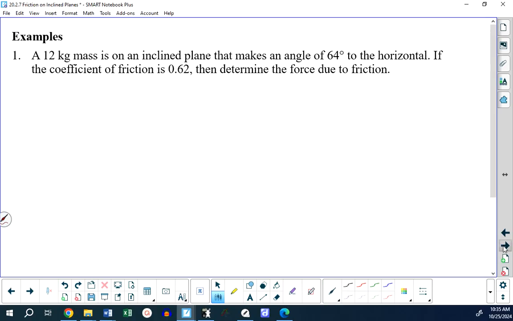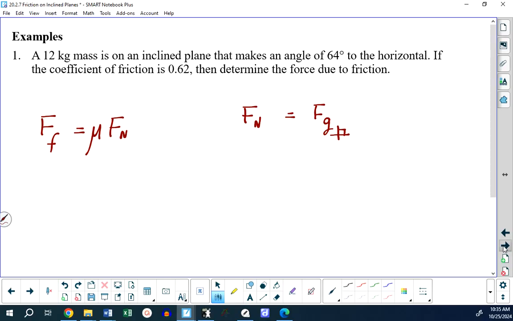Okay, let's try this now. A 12 kilogram mass is on an inclined plane that makes an angle of 64 degrees to the horizontal, and you're given the coefficient of friction. What's the force due to friction? Well, the force due to friction is mu Fn, but Fn is the same in magnitude as Fg perpendicular. I feel as though I can't say that enough. The magnitude. It's not that they're the same force. They are not the same force. They have the same magnitude.